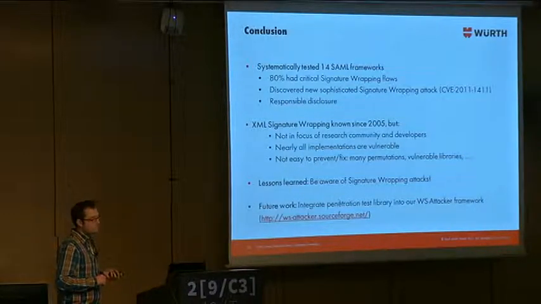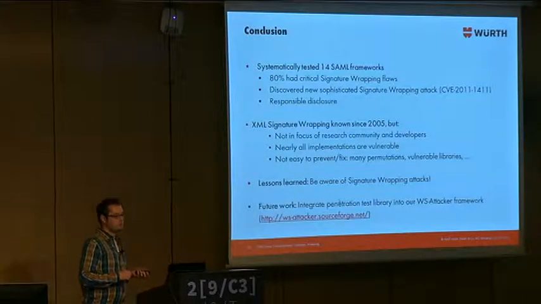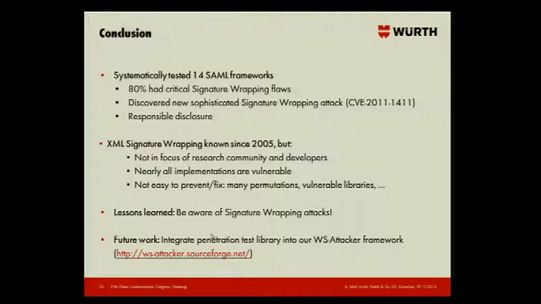Good. To sum up, we systematically tested 14 SAML frameworks, and we found out that 80% of them had critical signature wrapping flaws. We also discovered a new sophisticated XML signature wrapping attack on the OpenSAML framework. We closely collaborated with the security response teams of these projects to fix the flaws. XML signature wrapping attacks have been known since 2005, but they seem not to be in the focus of the research community and the developers today. And we think that there are many implementations out there which are susceptible to this kind of attack.